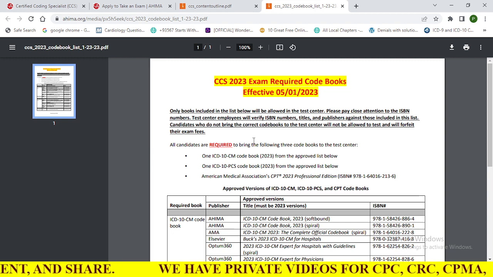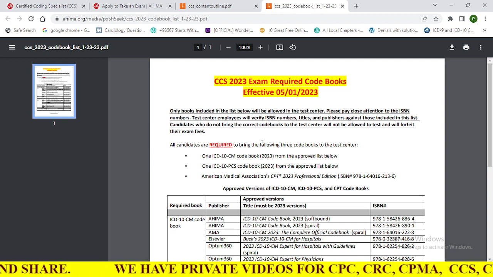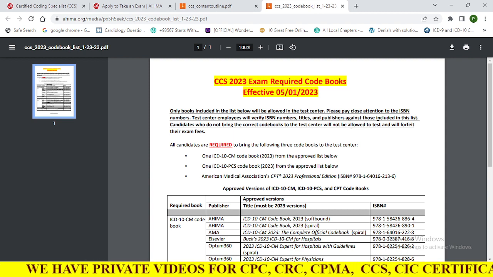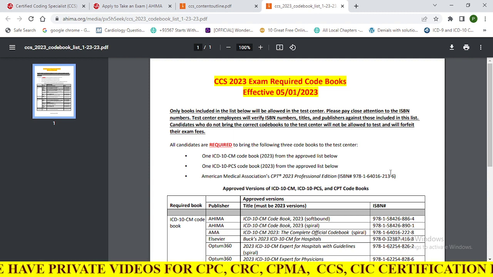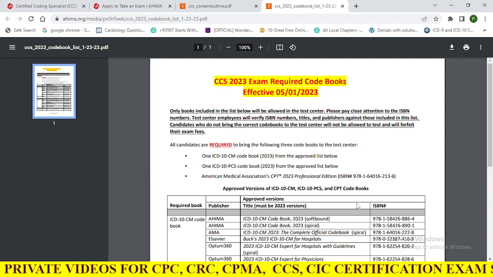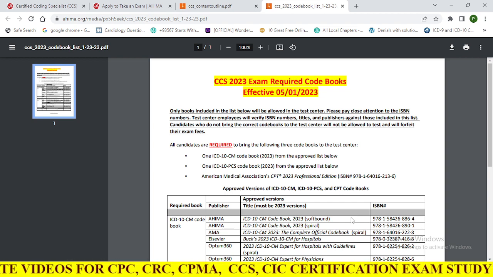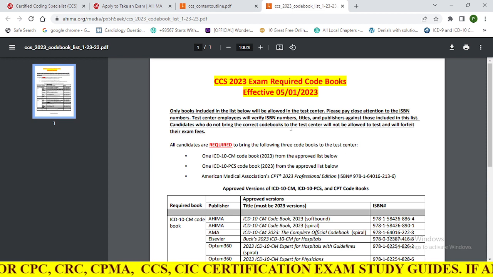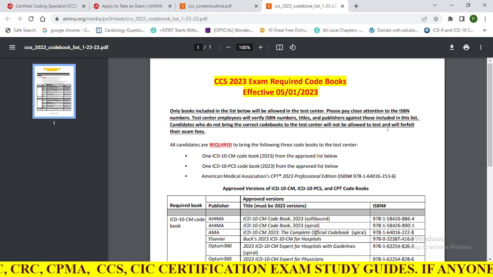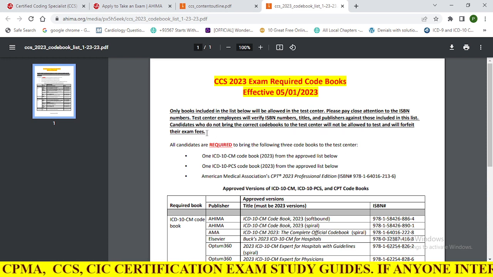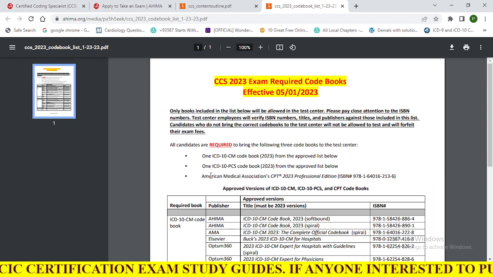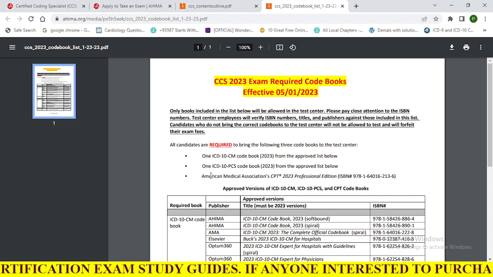So whenever you go to the test center, those employees will verify your ISBN numbers, titles and publishers against those included in this list. So you must have only these approved versions while going to the exam. Candidates who do not bring the correct code books to the test center will not be allowed to test and will forfeit their exam fees.